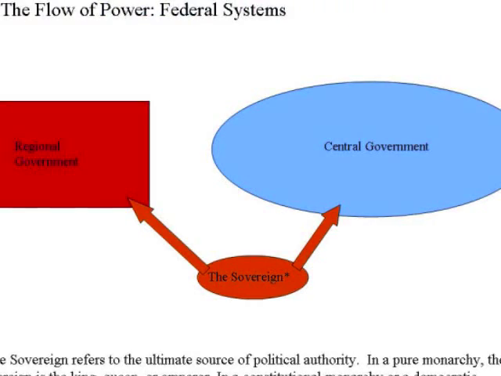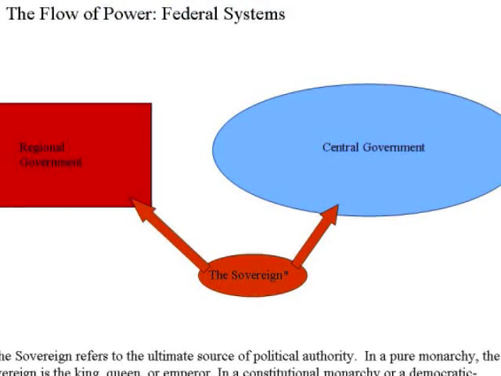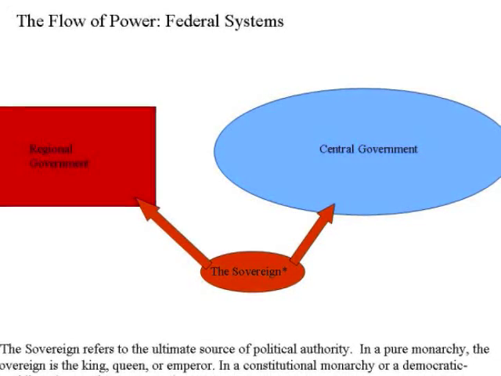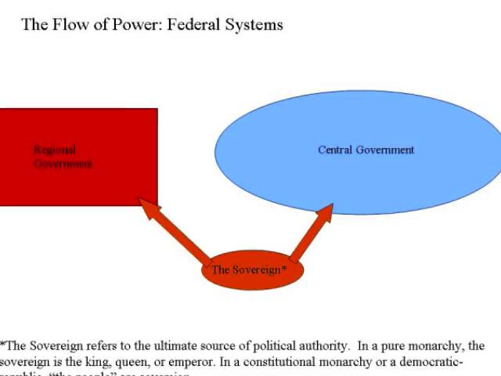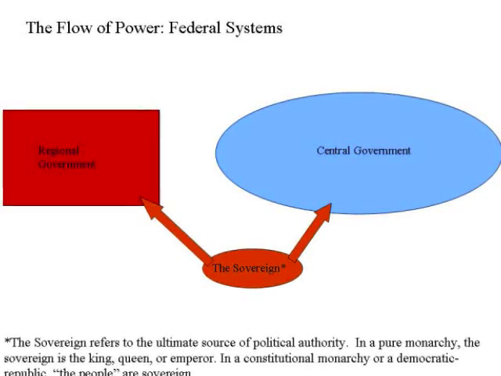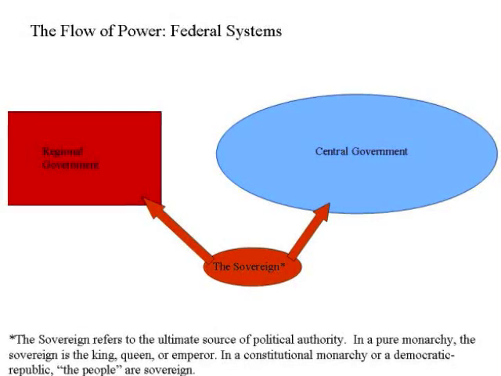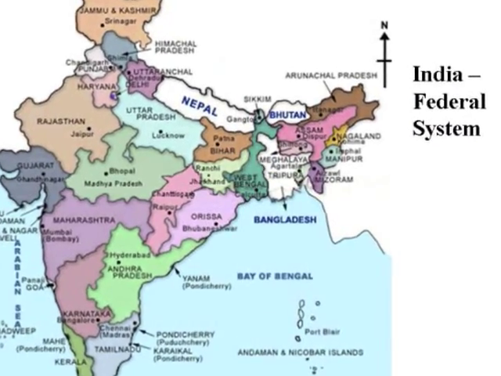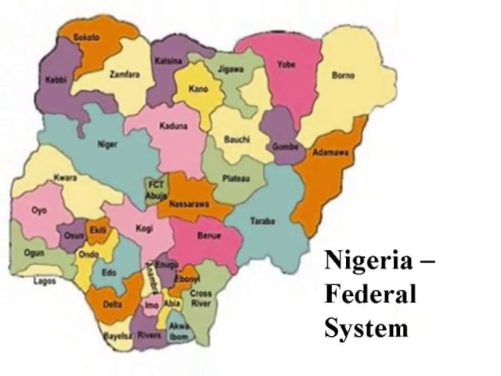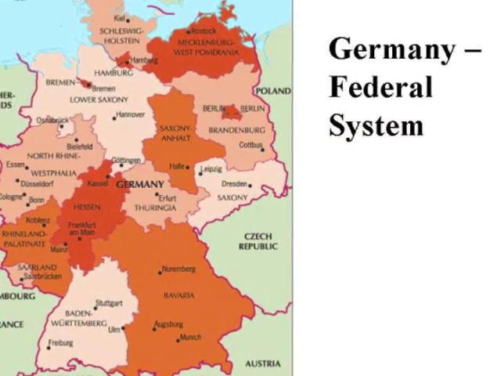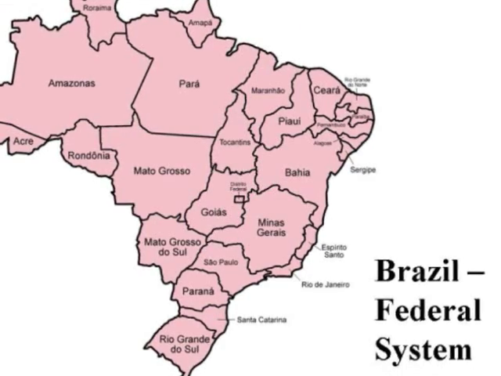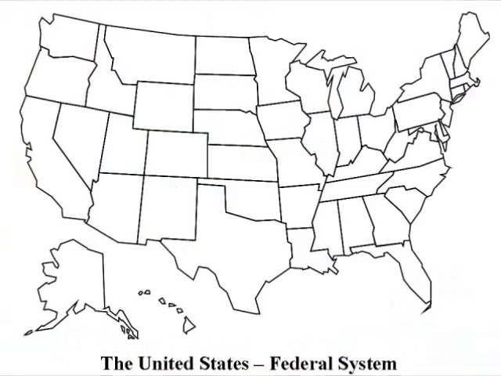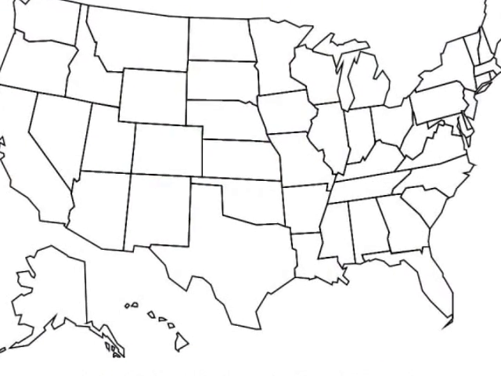In federal systems, governing authority is constitutionally divided between the central government on the one hand and regional governments on the other hand. Authority is derived from the sovereign power, which in a democratic republic is the people. There are many federal systems in the world today. Examples include India, Nigeria, Germany, Brazil, Canada, Mexico, and the United States.